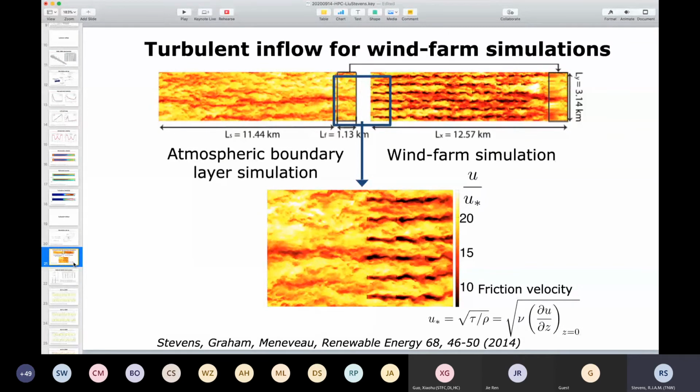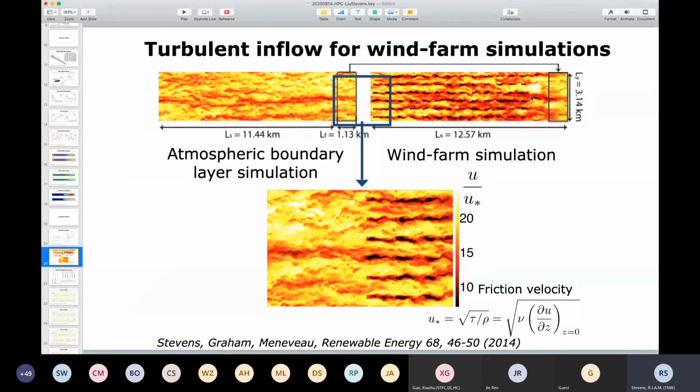We do this by doing two concurrent simulations, in which one simulation is performing a turbulent boundary layer without any interruptions. This is the domain given over here on the left, doing either a turbulent boundary layer or atmospheric boundary layer simulation separately. From this simulation, we sample data at the end part of the domain, and this we copy to the other simulation domain, where we put either a wind farm or a wind turbine in this case, where it accesses the inflow conditions.